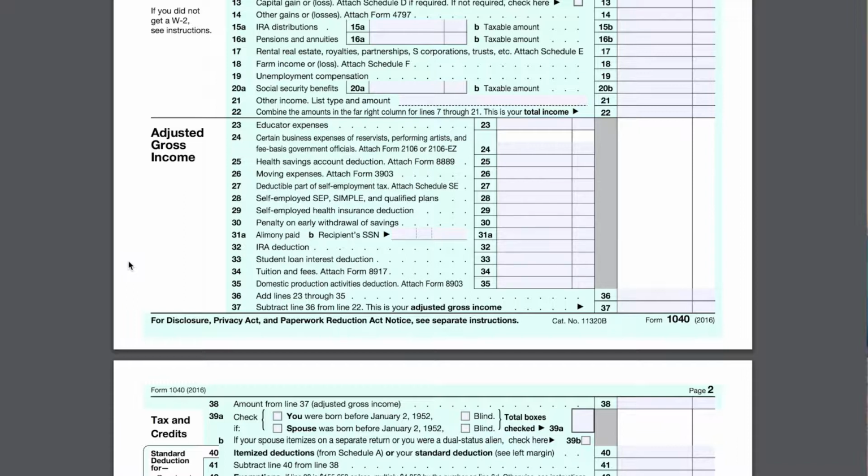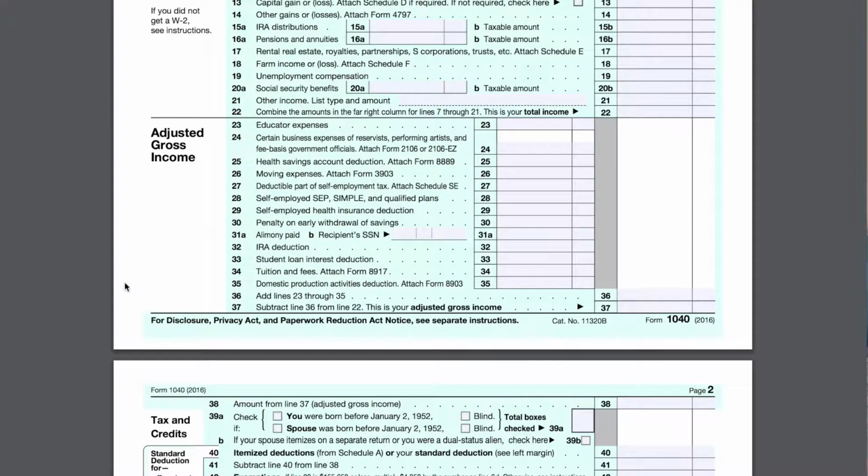So line 26, moving expense deductions. We'll spend some time talking about this. You can deduct certain moving expenses. There's a 50-mile test in terms of your place of employment and where you live. But if you move for employment purposes, then the cost of that moving may create a deduction for you. Half of the self-employment tax deduction, and then lines 28 and 29, self-employed retirement plans and self-employed insurance, which are not deductible on the Schedule C. They're deductible above the line here on the face of the 1040.